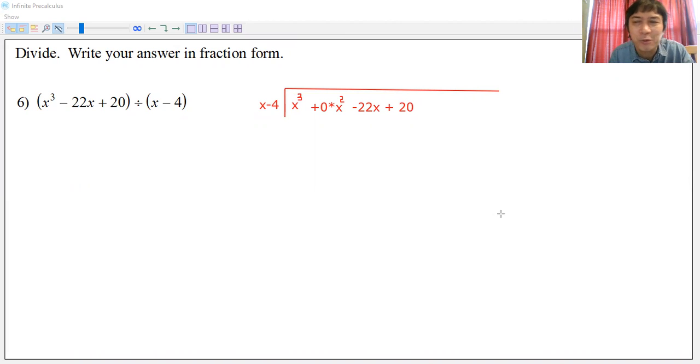Now we continue with the proper division process. x cubed divided by x is x squared. So you have here x squared. That's our first term for our quotient. Now, after divide, it's multiply: x squared times x minus 4. So we will have x cubed and negative 4x squared. That will be written here, x cubed, followed by negative 4x squared.